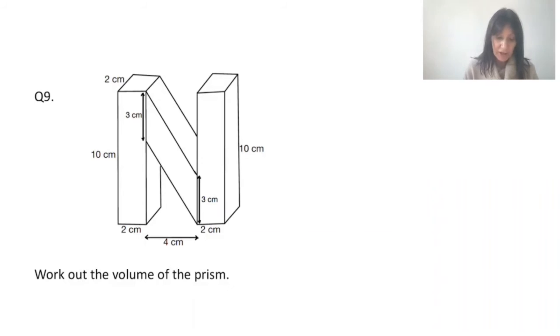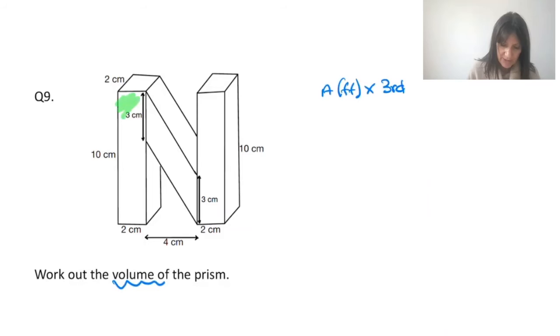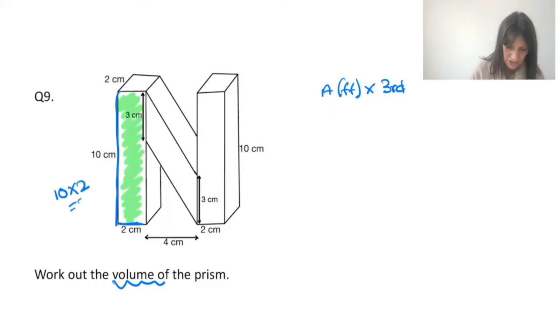Okay, so when I first look at this, obviously they're telling me volume. So I should be thinking area of that front face times by the third length. Okay, so when I look at that front face, I can see it's made up of 3 shapes. So it feels quite natural to go and work on those. So we're going to start off by doing this rectangle here. I can see that this rectangle is 2 along and 10 up. So we've got 10 times 2, which is 20.